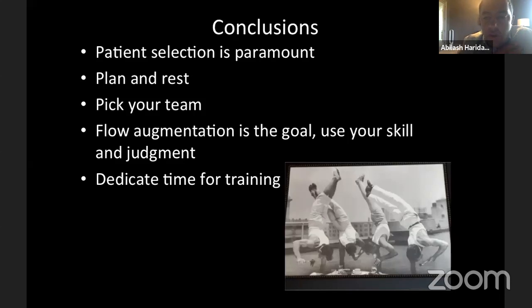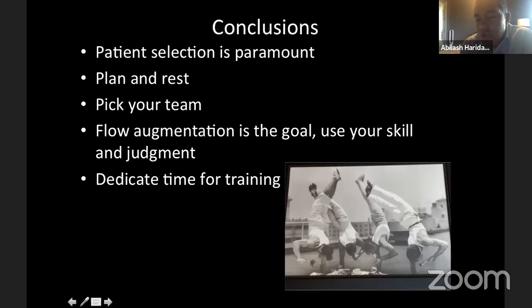And remember, flow augmentation is a goal. You are not replacing flow here; you're augmenting it. So use your judgment. Don't be enamored by direct, indirect. They all work, but it's what works best in your hands. The direct bypass will give you immediate reperfusion, and it has been shown to increase the cerebral blood flow and vasoreactivity over time. And so that's why I've done both for pretty much all my patients over the last several years.